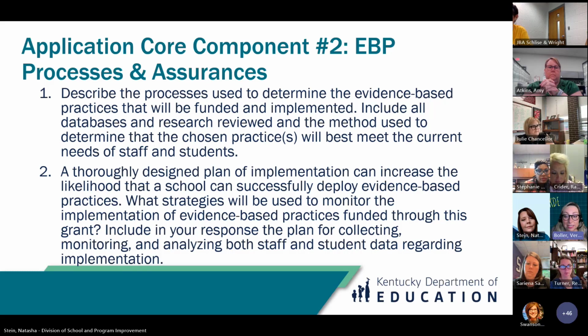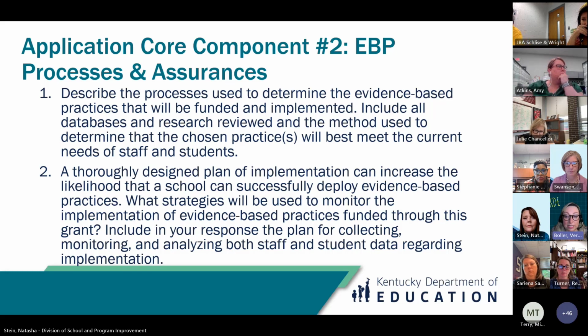After listing your processes for choosing those evidence-based practices, you'll also need to provide the plan for monitoring. Ruth touched on this as well, but how you're going to monitor the implementation of these practices. The template will include guiding questions to help schools fully plan a monitoring system for tracking implementation with both staff and student data. A lot of times we do get wrapped up in that student performance data, but don't overlook the use of walkthrough tools, staff surveys, and other things to really gauge how that implementation is going.